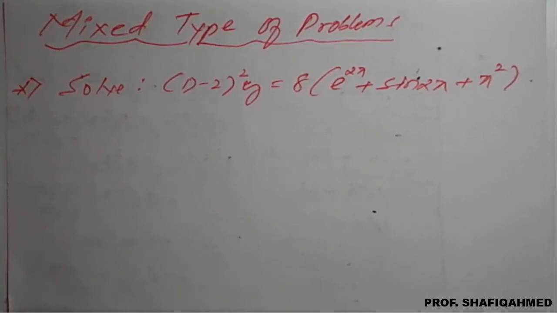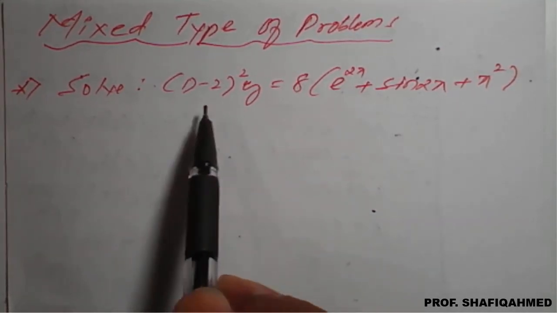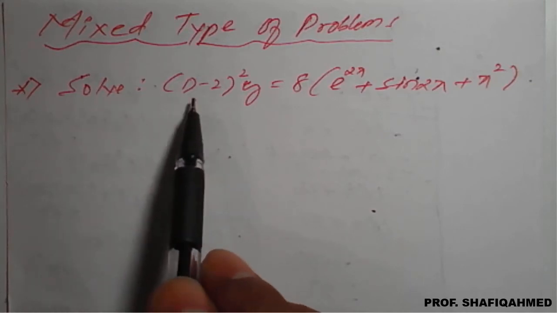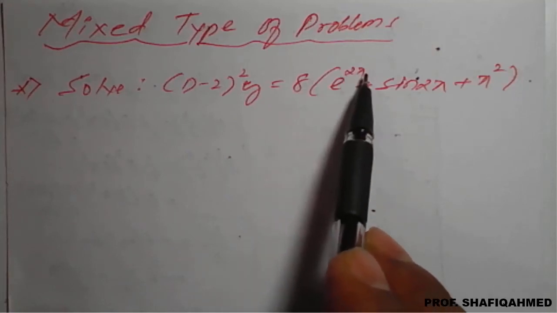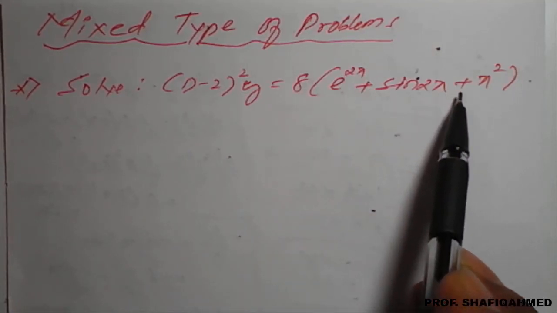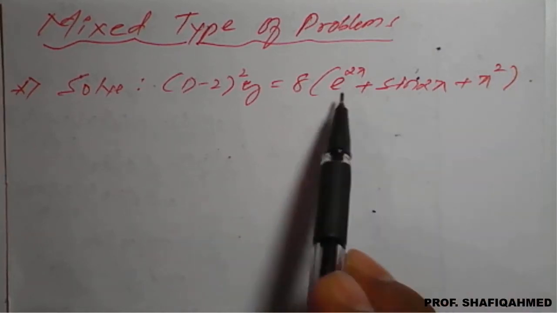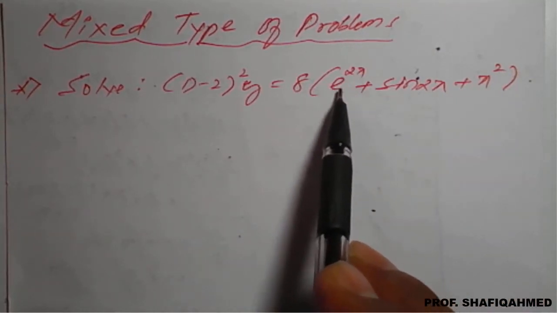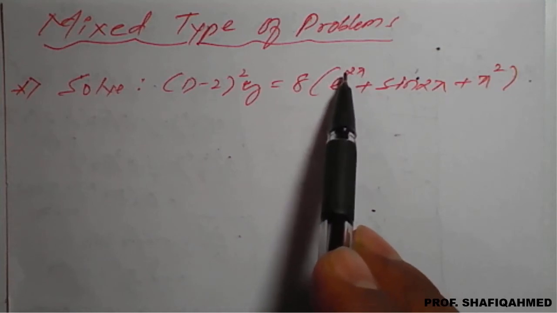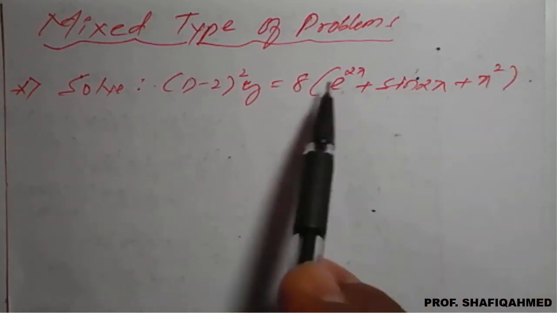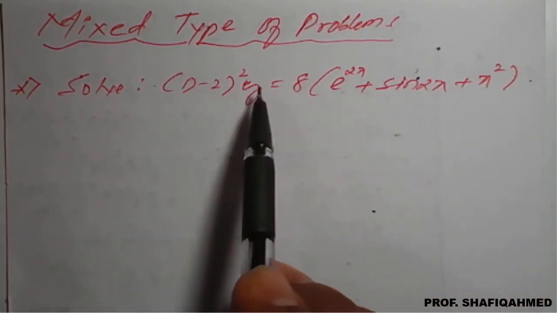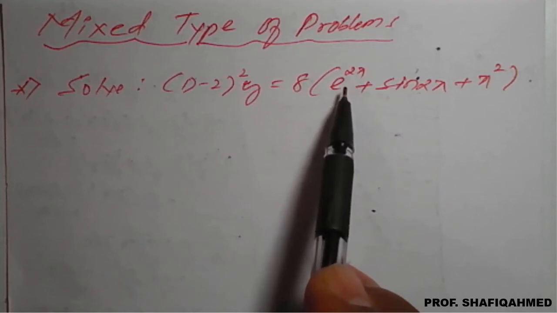Hello everyone. In this lecture we'll see a mixed type of problem. You can observe here the given problem is (D minus 2) whole square of y equal to 8 times e raised to 2x plus sine of 2x plus x square. On the right hand side, e raised to 2x belongs to type 1, sine 2x belongs to type 2 and x square belongs to type 3. So together we are going to get a question like that only.